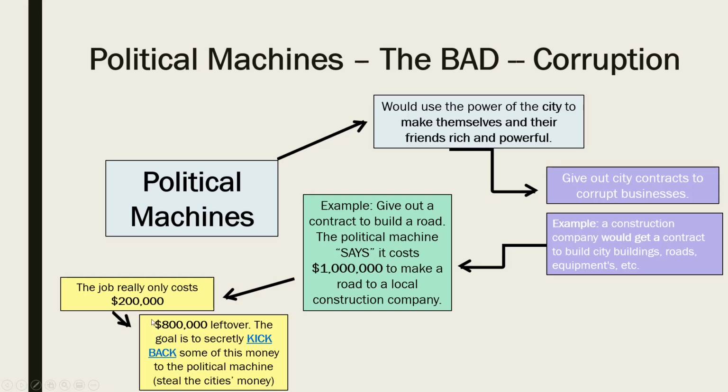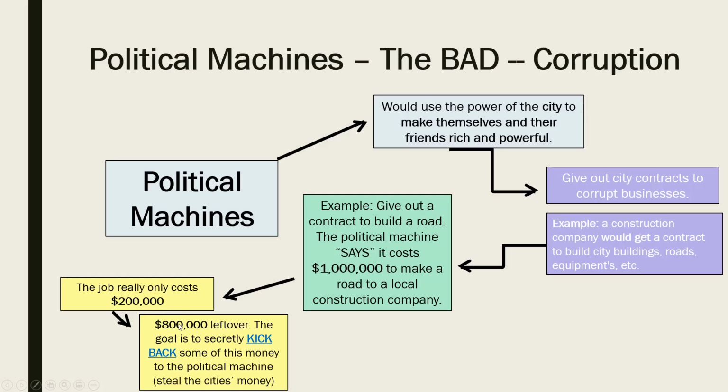Now, what we have left is $800,000. So we're going to give you that contract and you're going to make some good money on it. But when it's all said and over, we want you to secretly kick back that extra $800,000 back to us, the political machine. And you got to do it secretly. So now I have a kickback of $800,000 that is going back to the political machine. So they took $1 million of taxpayer money that is funded by the people of the city, gave it to the construction company, say, you guys really only keep $200,000. Then secretly, you give us the $800,000 left.